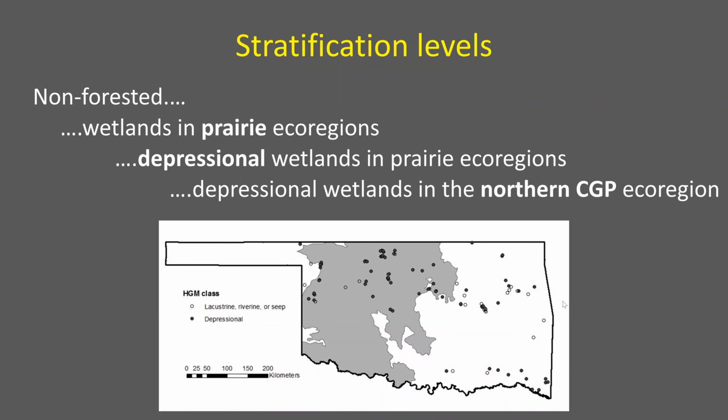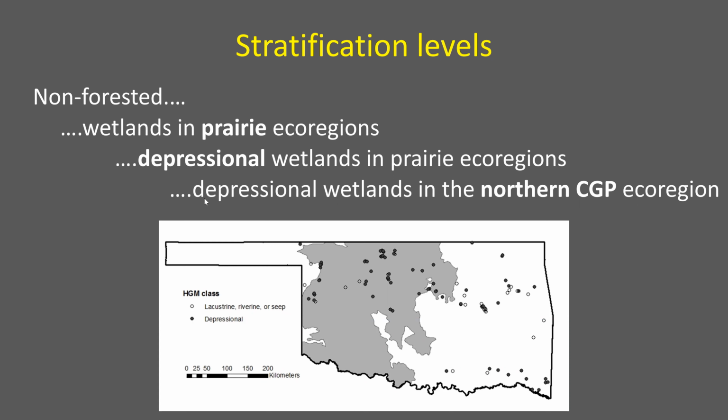So to answer that question, we stratified our wetlands into different levels. We had 3 levels of stratification. We looked at non-forested wetlands in prairie ecoregions. So it was all non-forested wetlands, but specifically within this ecoregion. We then stratified them based on the hydrogeomorphic class. So we just looked at depressional wetlands within prairie ecoregions. That was our second level of stratification.